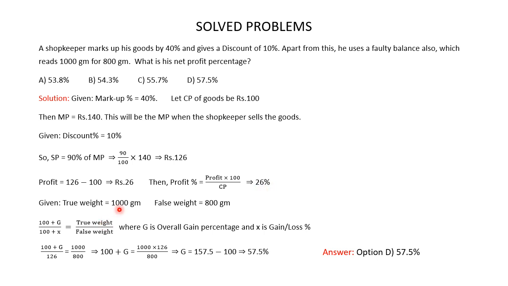True weight we know is 1000 grams and false weight is 800 grams. So substituting all these values in the formula here, we get (100 + G) / (100 + 26) is equal to 1000 / 800. On cross multiplication and solving, we get G is equal to 57.5%. So the shopkeeper's net profit percentage is 57.5%. So the correct answer is option D, 57.5%.